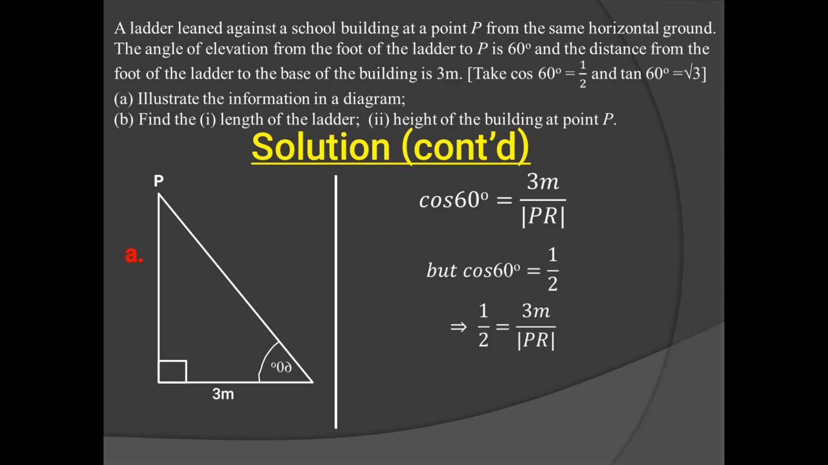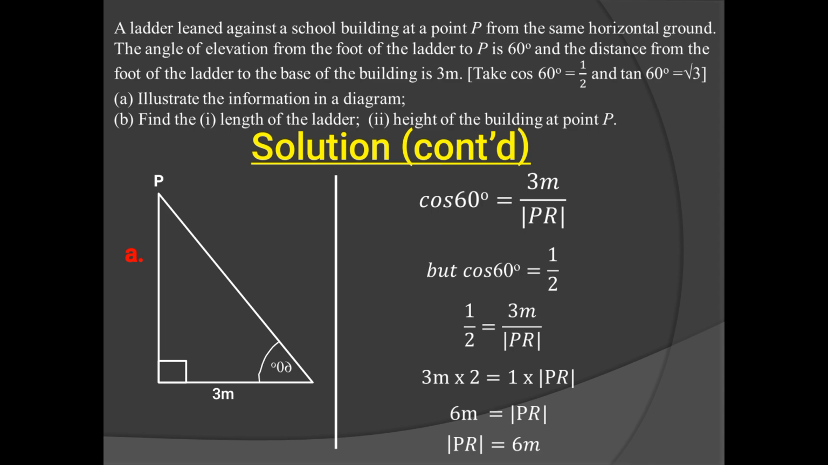Now, how do we do it? We cross multiply, remember. So the 3m will multiply the 2, and the 1 will multiply the PR. So we have 3m times 2, and 1 times PR. 3 times 2 is 6, so PR is equal to 6m. Therefore, the question said we should find the length of the ladder. So the length of the ladder is 6 meters.